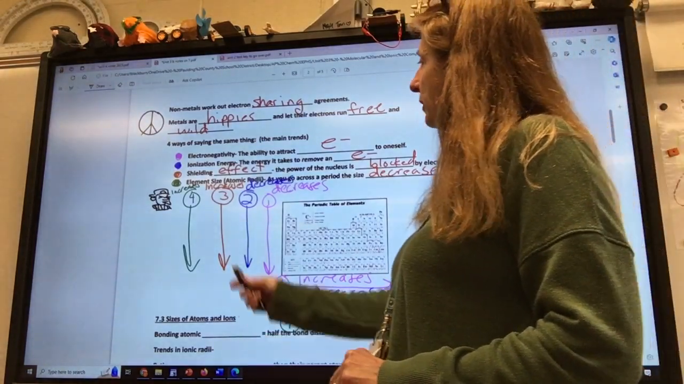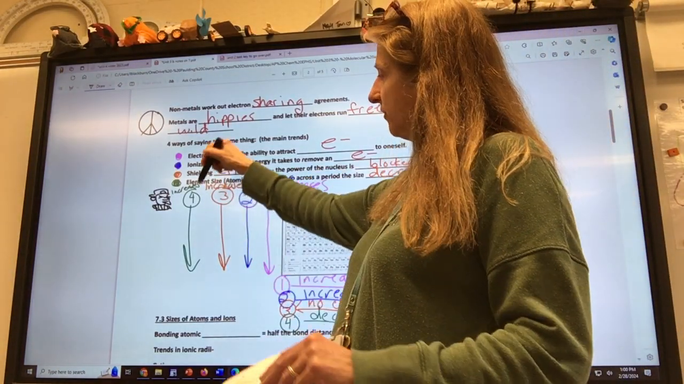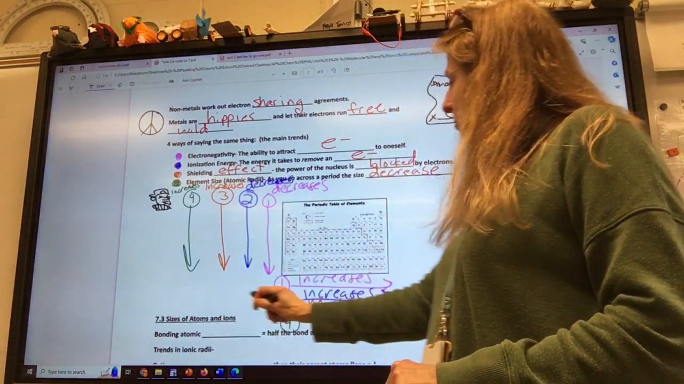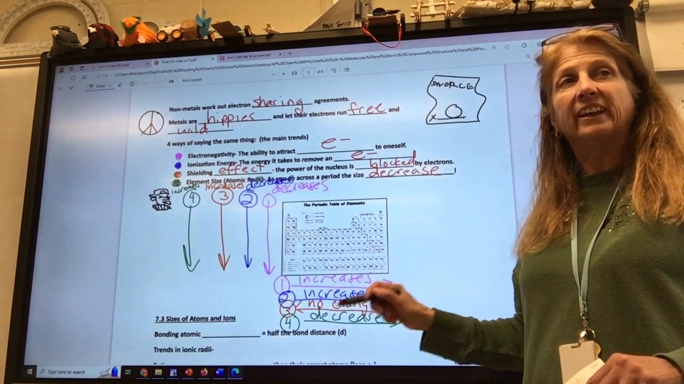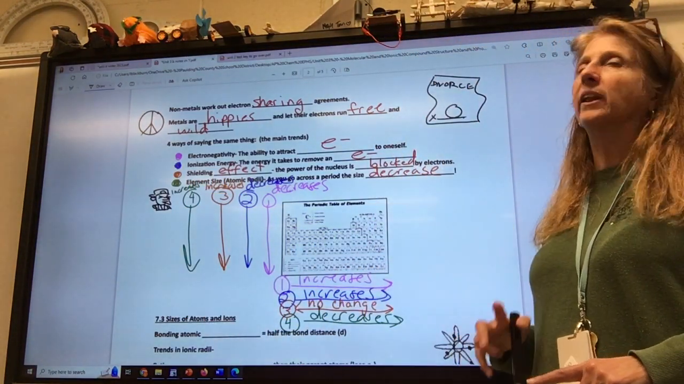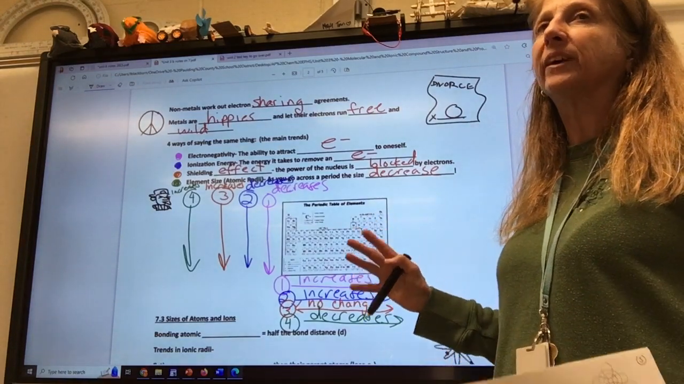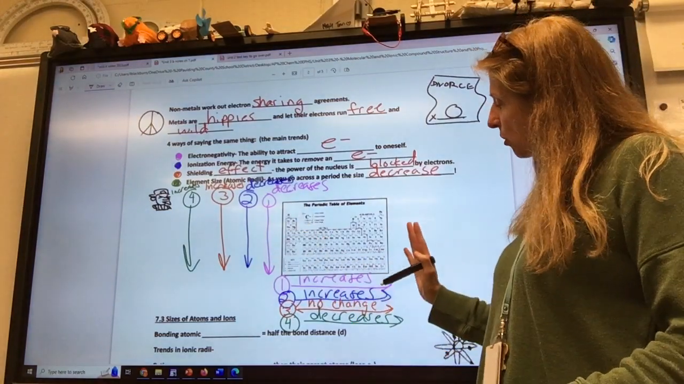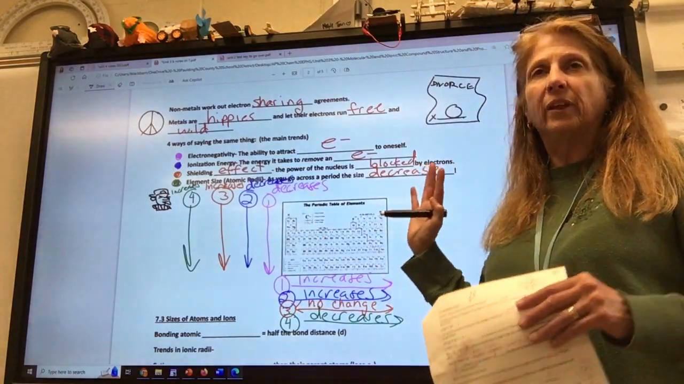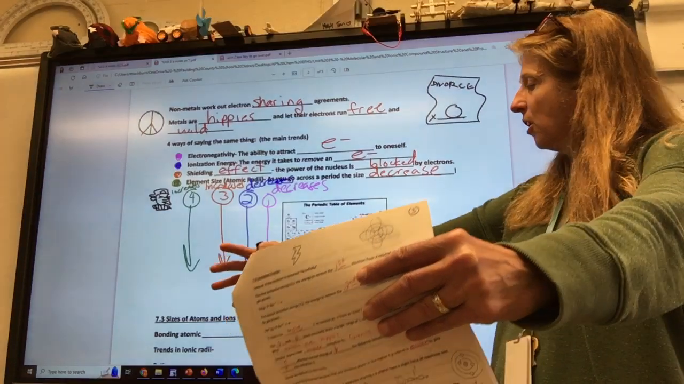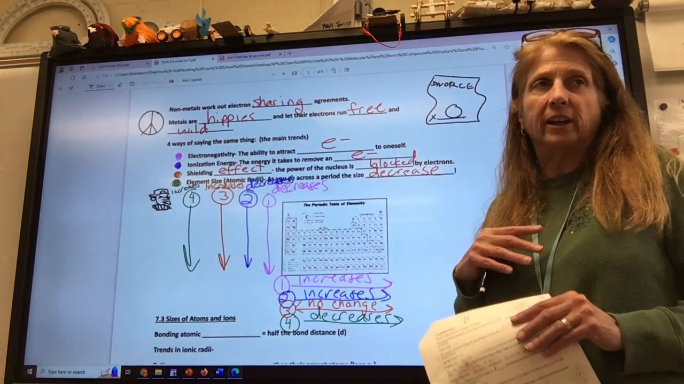And then the last one, element size, it makes sense that they get bigger as you go down, but as you go across, it actually gets smaller. Even though there's more electrons and the nucleus is bigger, more protons, more neutrons, more of everything, but as you go across, they want to keep their electrons and steal yours, so they're holding them tighter and tighter and tighter.